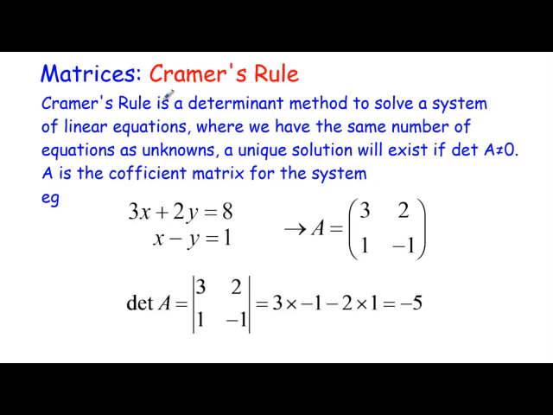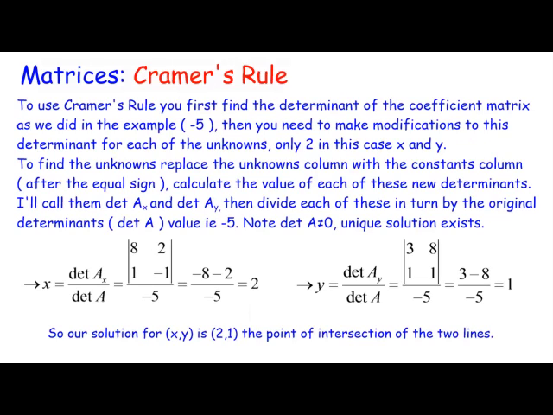So this is part of Cramer's rule, which I'll quickly go over a bit more now. How do you do it? Well, the first thing you have to do, as I said, is find the determinant of the coefficient matrix, which we have already: minus 5. We've already worked out that the determinant of the coefficient matrix A is minus 5.